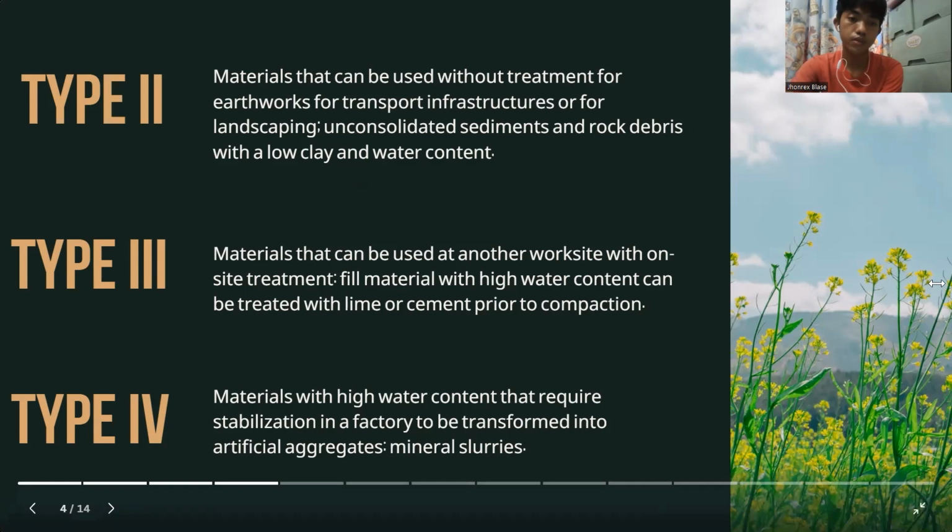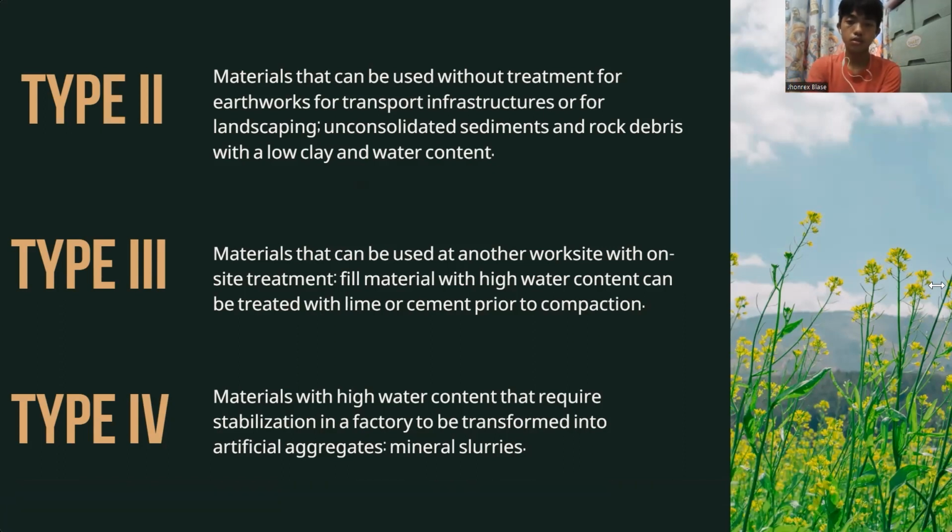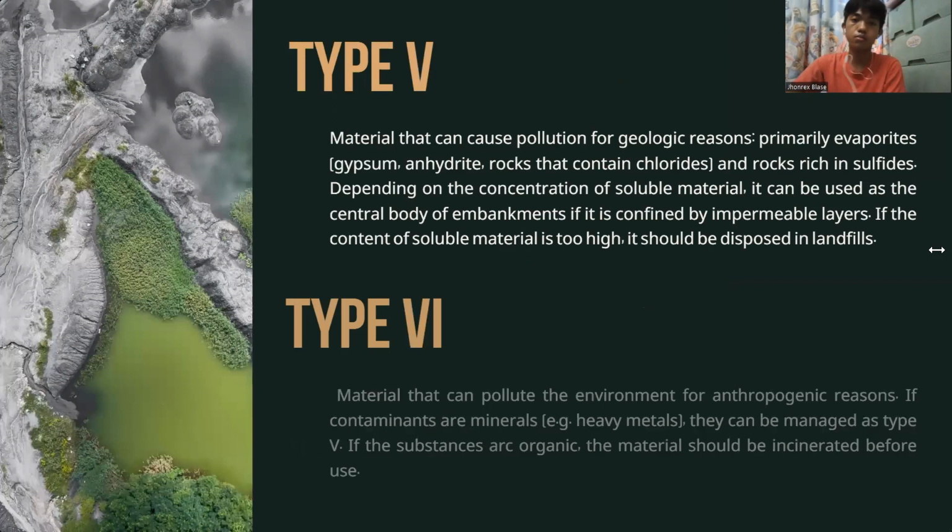Next is type 4. Materials with a high water content that require stabilization in a factory to be transformed into artificial aggregates, mineral slurries. So the mineral slurries which have high water content need to be stabilized in a factory to turn them into artificial aggregates for construction purpose. Mao na siya ang type 4. Now let's proceed to type 5.